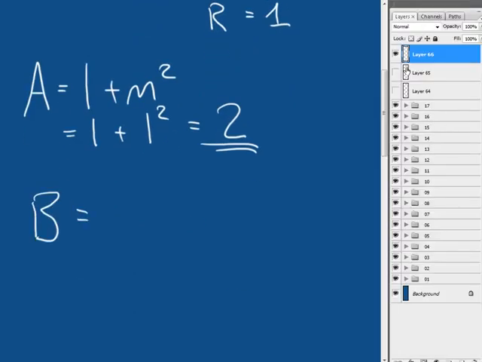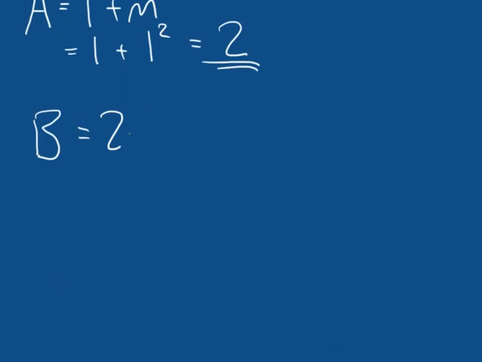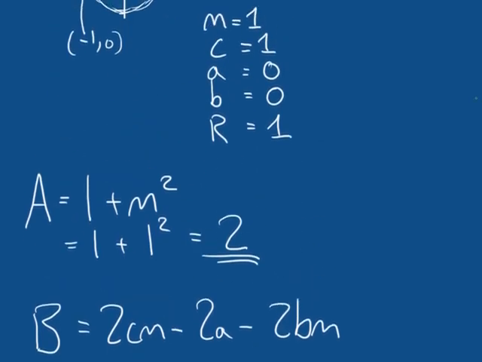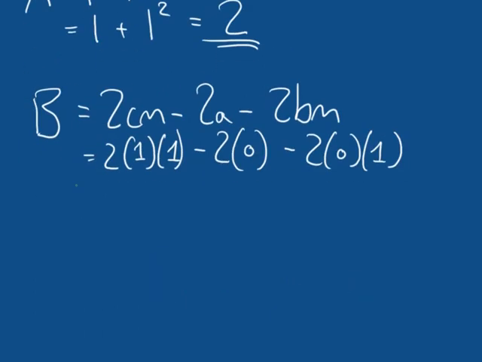b is equal to, well, let's jump back and see what b was equal to. So b is equal to 2cm minus 2a minus 2bm. So we can put our numbers into that. That's going to be equal to 2 times 1 times 1, so 2c is 1, m is 1, minus 2a, where a is 0, if you recall, we're centered at the origin, minus 2b, where b is 0, m is 1. Well, 2 times 1 is 2, minus 2 times 0 is 0, minus 2 times 0 times 1 is 0, which means that b is equal to 2.